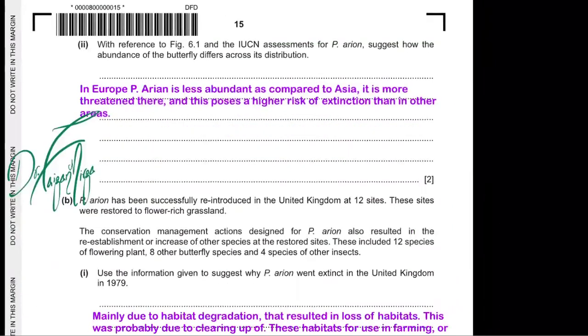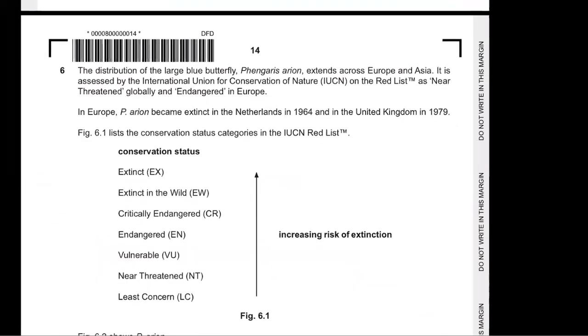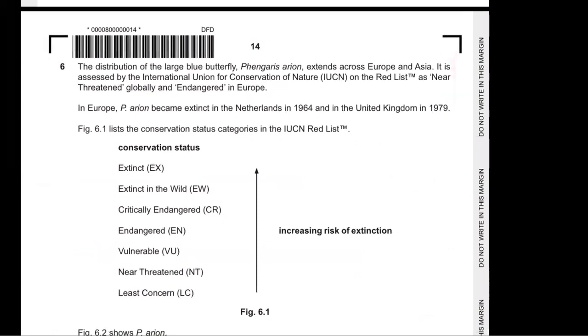With reference to figure 6.1 and the IUCN assessments, suggest how the abundance of the butterfly differs across its distribution. So here we will just go for the condition which is mentioned here. The distribution of the large blue butterfly, again this is the genus and this is the species, extends across Europe and Asia. So you can find it all over the two continents. It is assessed by the IUCN as near threatened globally and endangered in Europe, which means that globally it is just near threatened, but in Europe it is endangered, which means it is more critical here.